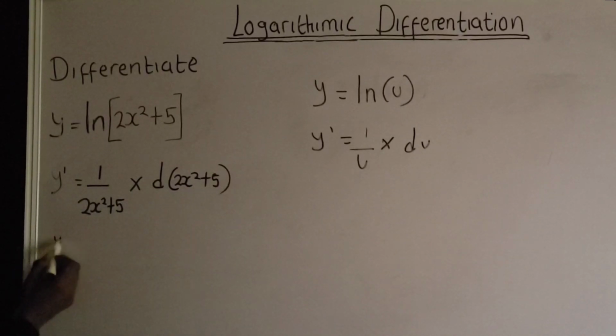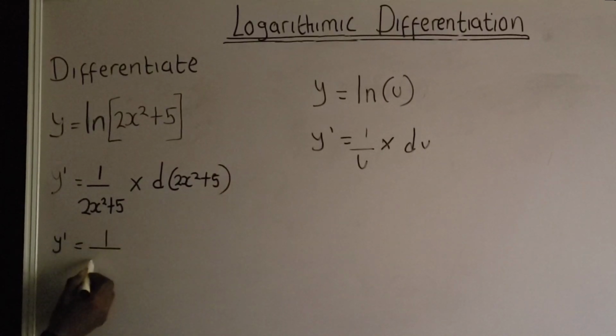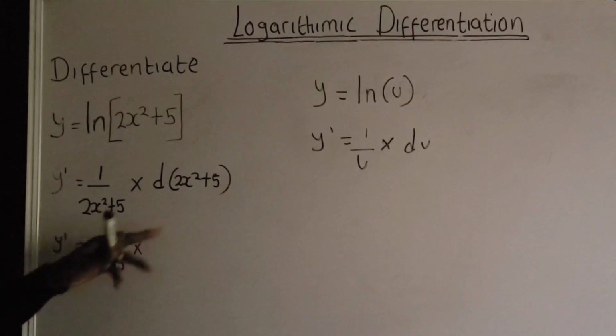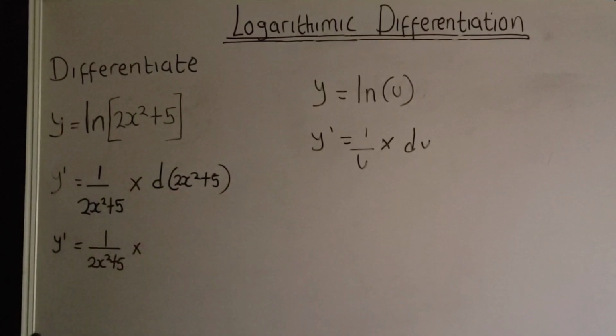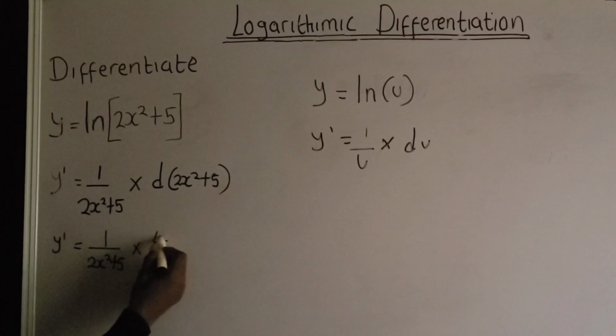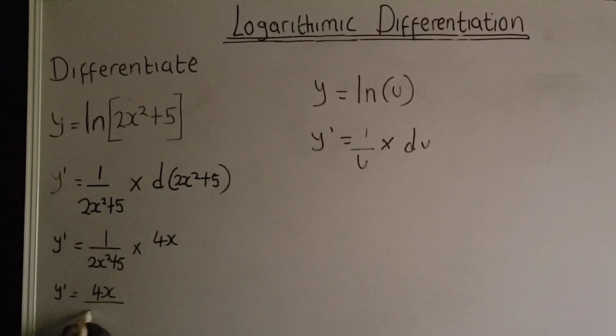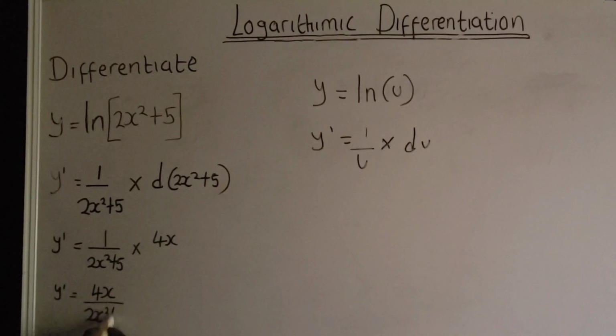So the derivative of y equals 1 all over 2x squared plus 5 multiplied by, differentiate 2x squared plus 5 using the power rule. We are going to get 4x. So the derivative of y equals 4x all over 2x squared plus 5. You understand? Okay, let's have another practice question.